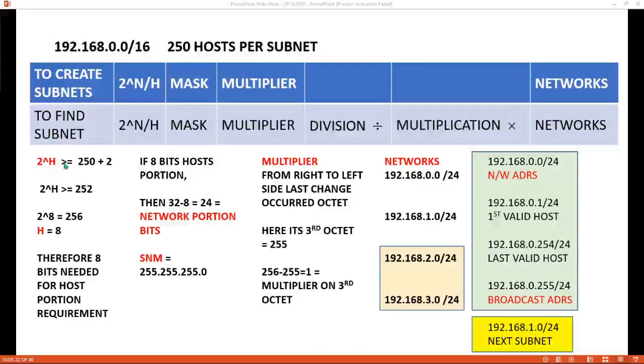2 to the power h greater than or equal to 250. So 250 hosts plus the network address and the broadcast address, so you need to add 2 to that. Remember, for this host requirement, you are adding 2. When we do the subnet requirement, in that case you don't need to add 2. In the next question, we will deal with the subnet requirement. There you can use the number they give itself. You don't need to add an additional 2 here.